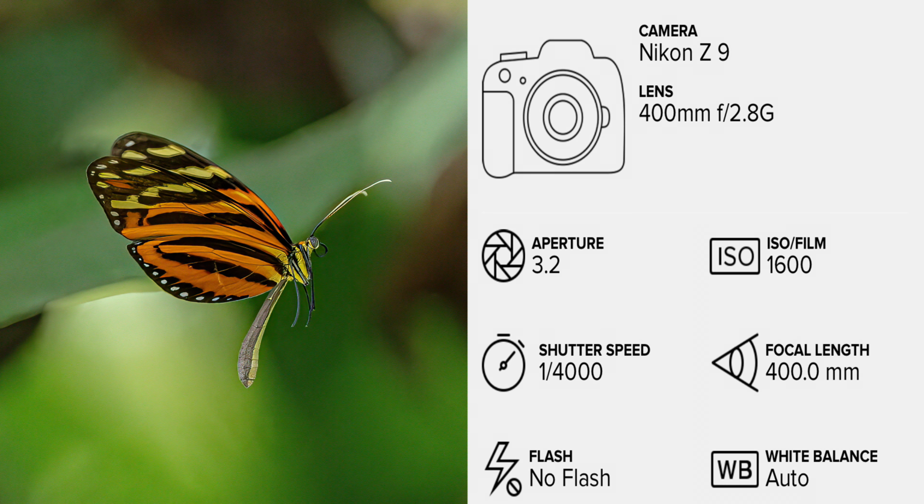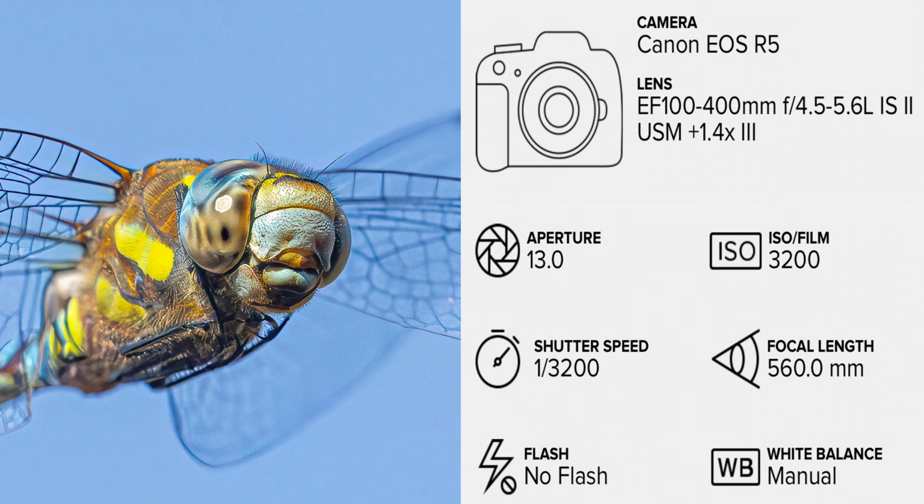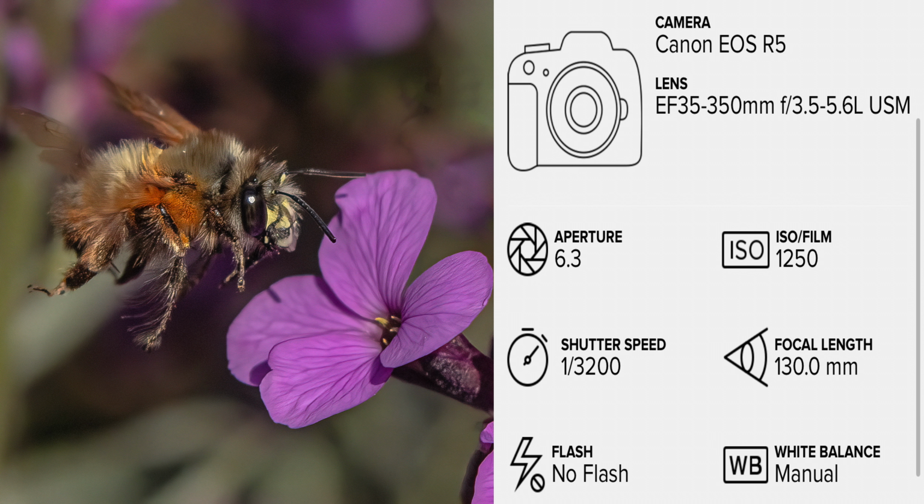This is a Canon 400 millimeter f2.8 Mark III on a Nikon Z9 with Fringer adapter. This is a Canon EF 100 to 400 millimeter Mark II plus teleconverter on a Canon R5. This is a very old Canon EF 35 to 350 millimeter on a Canon R5.